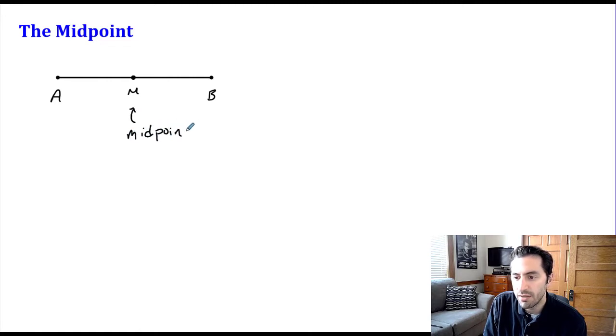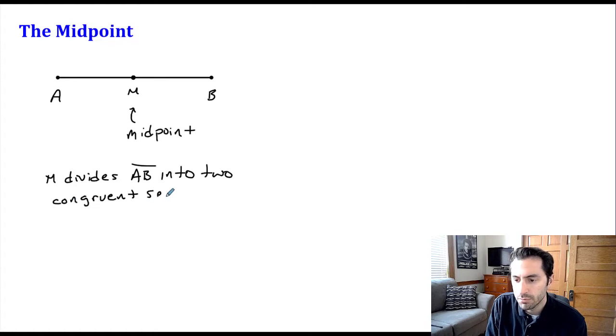And it's all right in the name, right? If we break this word down, the root of the word here is point. That's what we're talking about. It's a point in space. And the prefix mid just means middle. So M is right in the middle of A and B. So I can say M divides AB into two congruent pieces. So that's what a midpoint does.